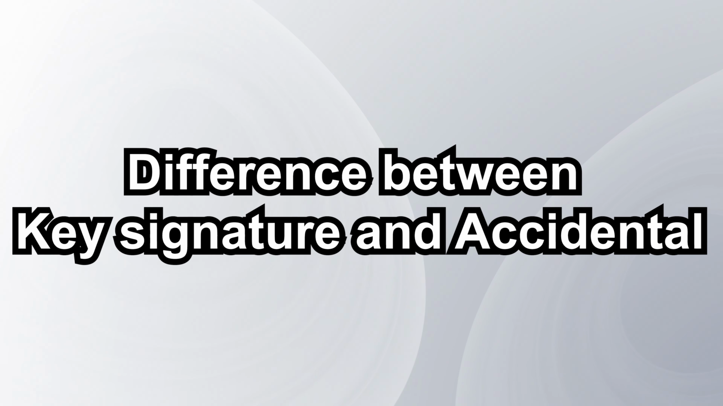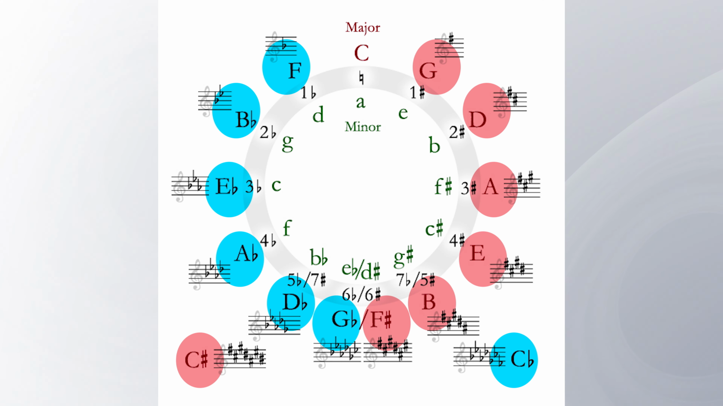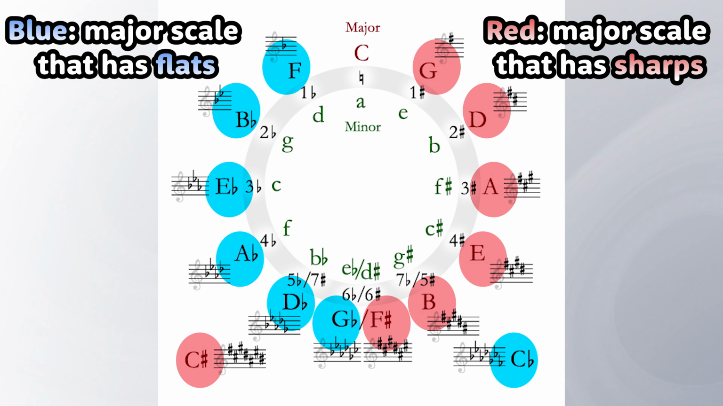Lastly, I want to wrap up today's lesson by explaining the difference between key signature and accidental. In our last session, we discussed how key signatures work and related the topic to the circle of fifths. Now, we are introducing a new concept, accidentals. Let's compare these two terms to enhance our understanding.